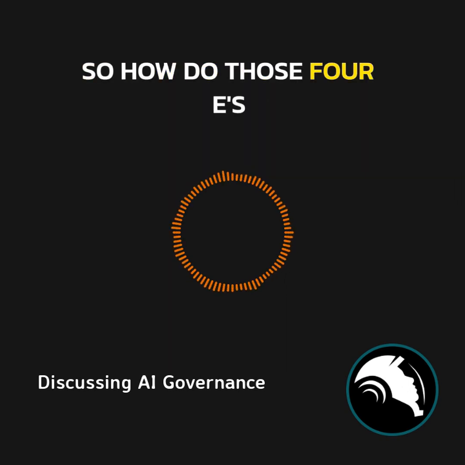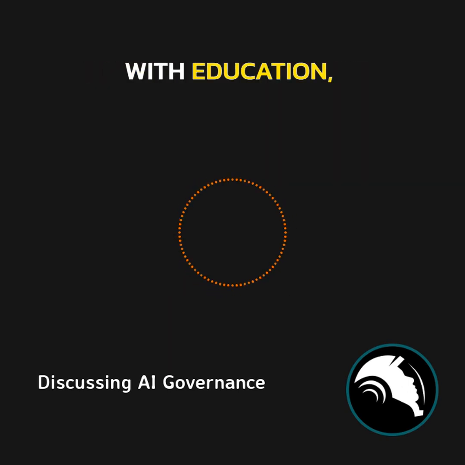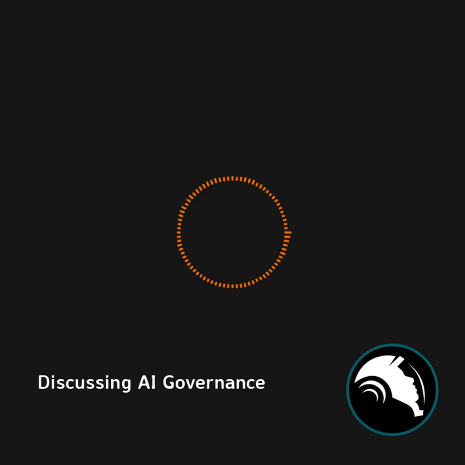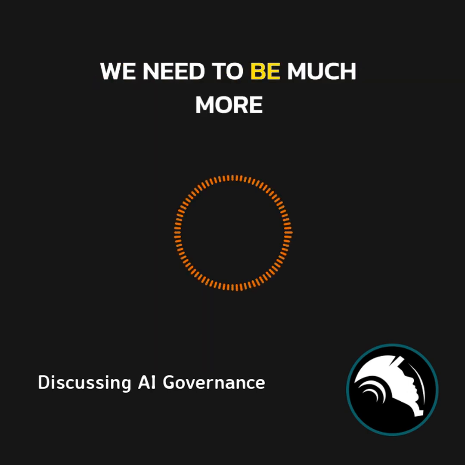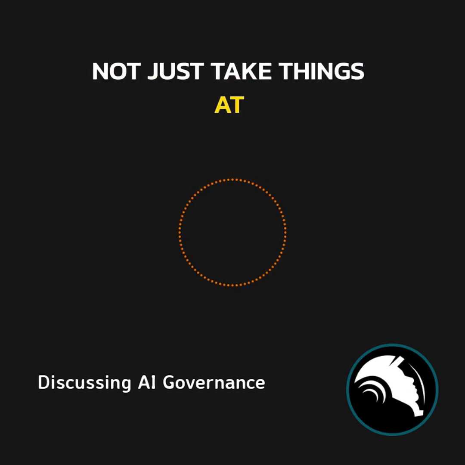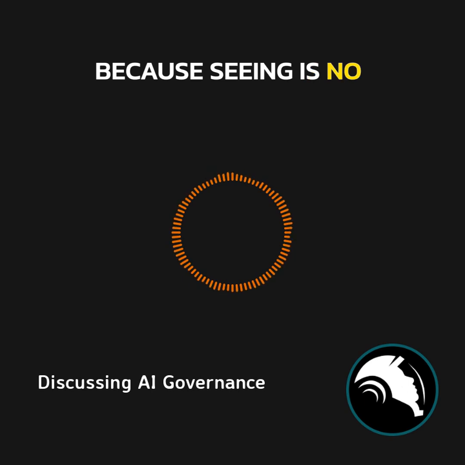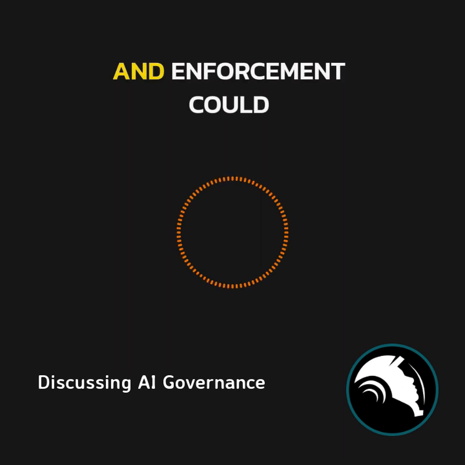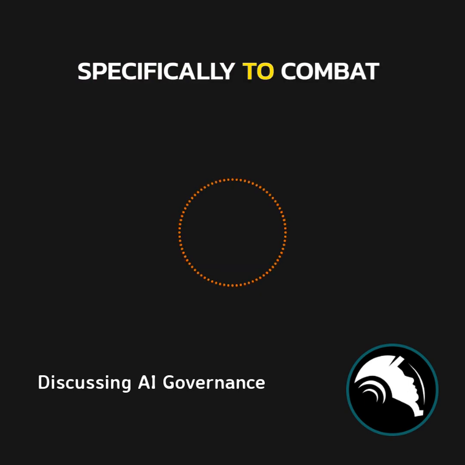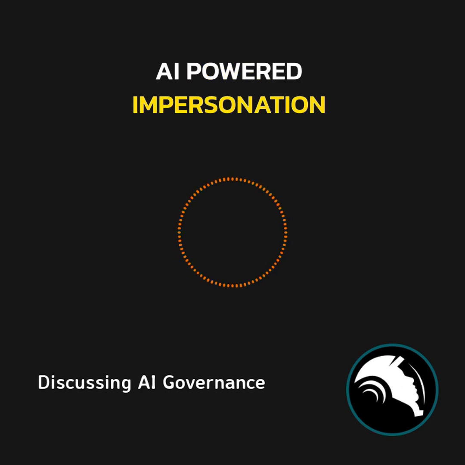So how do those 4E's help us with that? Well, with education, we can start making people aware of these new scams and how to protect themselves. We need to be much more critical of what we see and hear online, not just take things at face value. Right, because seeing is no longer believing. Exactly. And enforcement could involve creating new laws and regulations specifically to combat AI-powered impersonation and fraud.